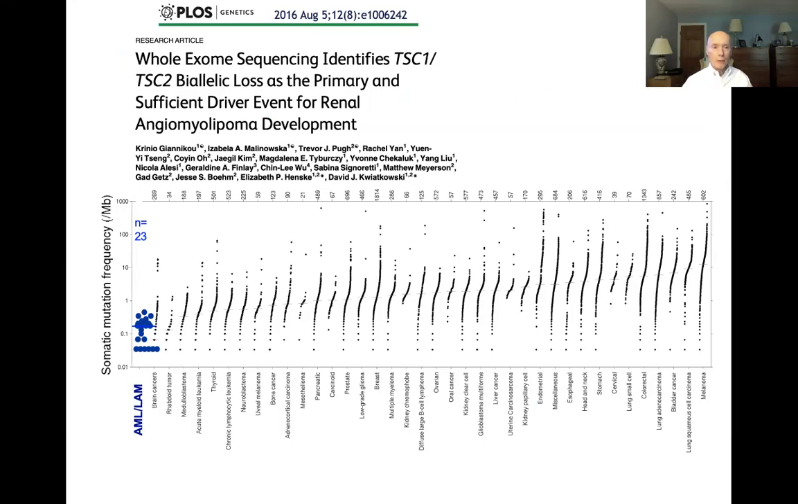So we studied 23 angiomyolipomas that were available to us from various surgical sources and found that, in contrast to our hypothesis, there was a very low rate of somatic mutation in angiomyolipoma. And several of them had no additional mutations at all beyond those occurring in TSC1 or TSC2. In addition, their genomes were stable, they were diploid, they had no regions of amplification or deletion. They did have copy-neutral LOH in many cases to eliminate the wild-type copy of either TSC1 or TSC2.